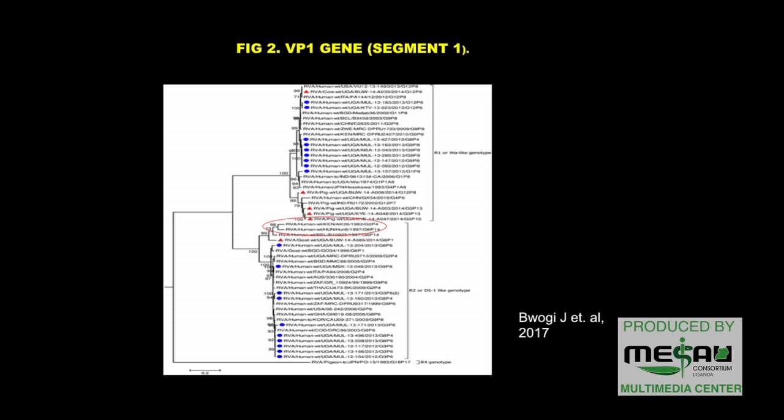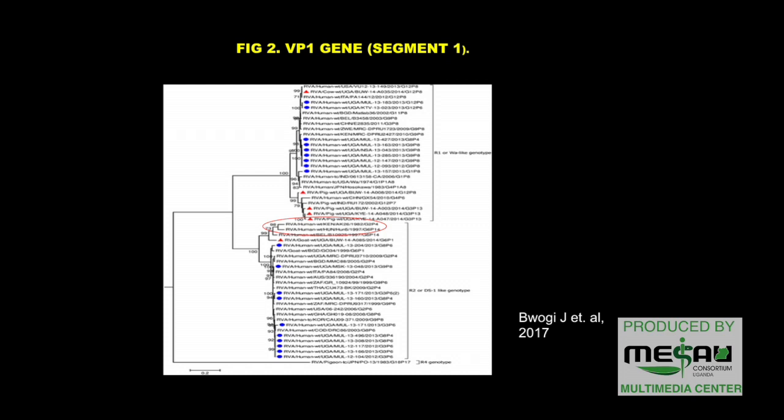So this picture is just to explain what I've already said. This is VP1. This is our study sample. All the blues represent the human samples, and the red represent the animal samples that we studied. This human sample here is clustering with a goat sample from Bangladesh. So this could indicate possible zoonotic transmission.